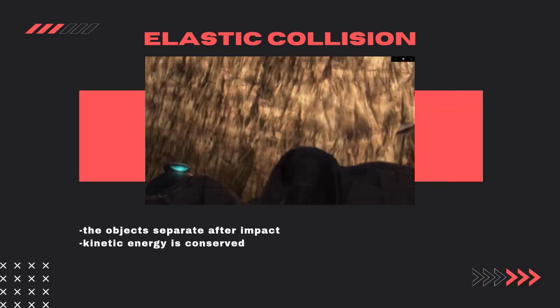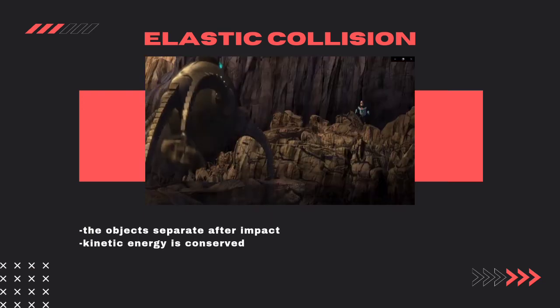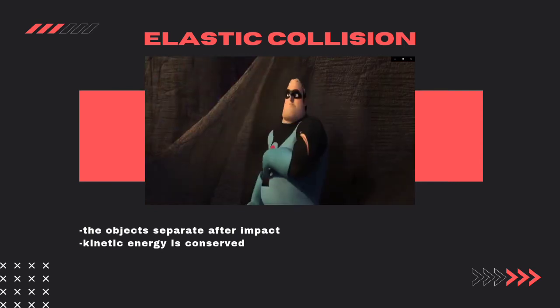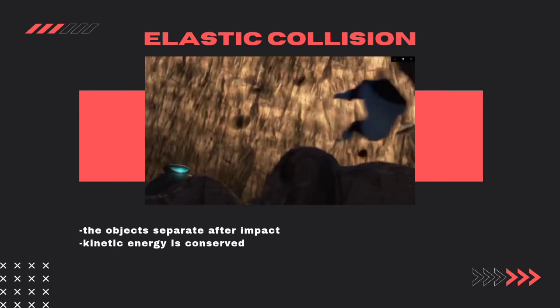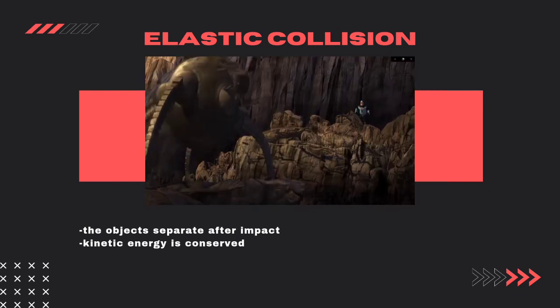In this scene, a rock is thrown towards Mr. Incredible. After the collision, both Mr. Incredible and the rock separate and move in different directions. Kinetic energy is conserved, where the total kinetic energy before and after are the same.